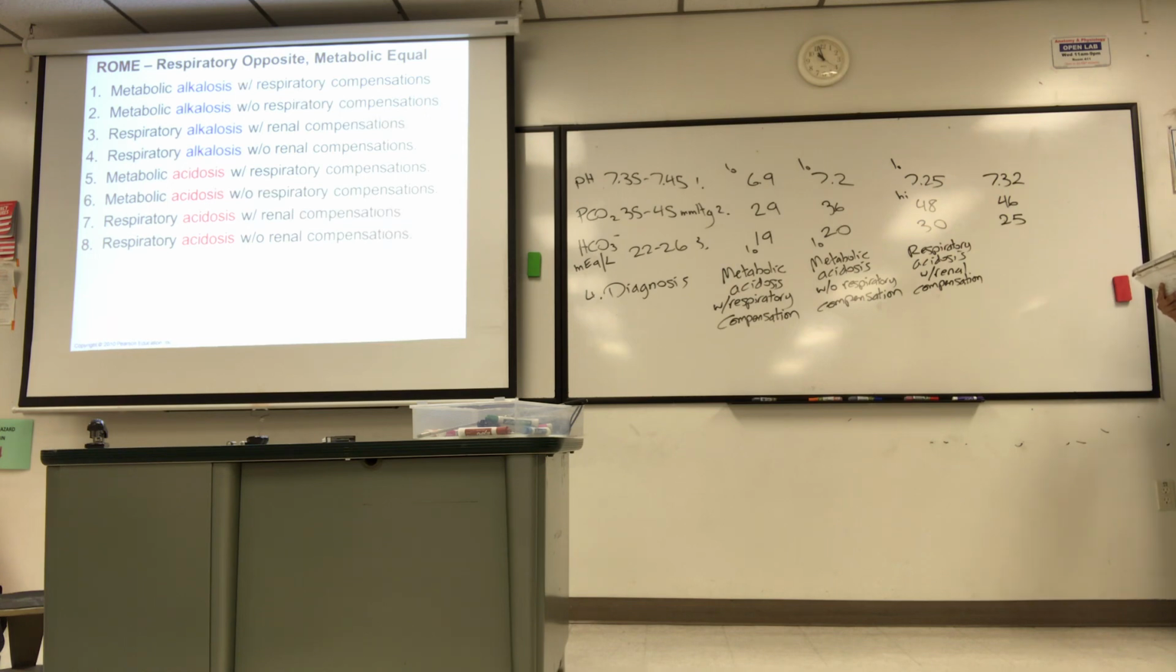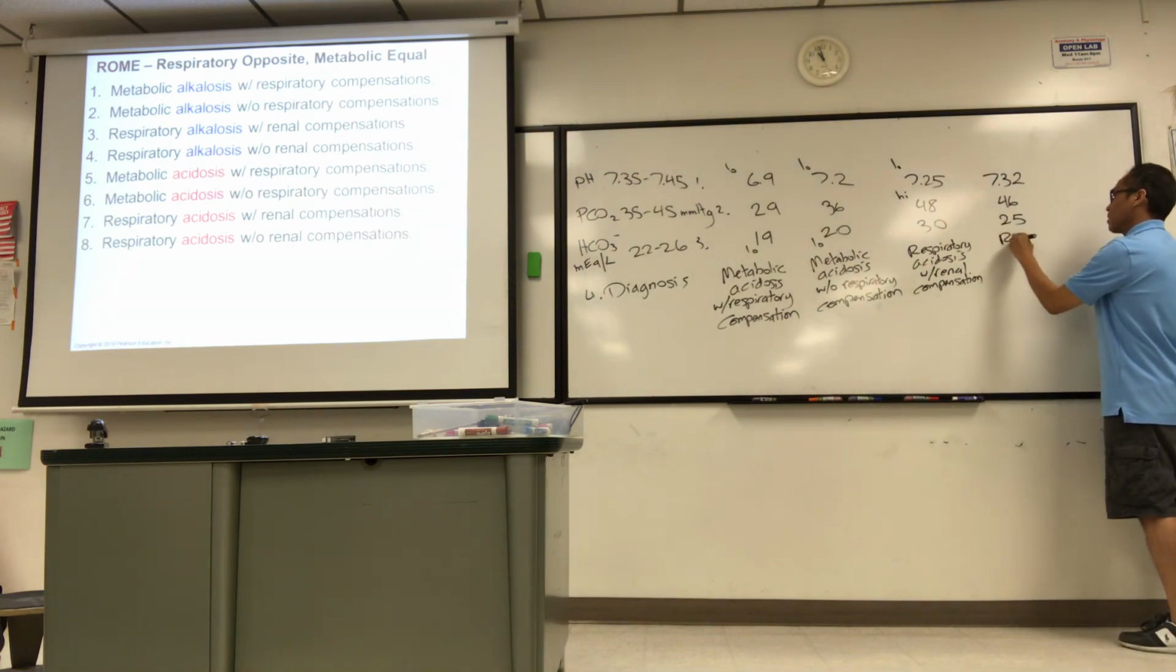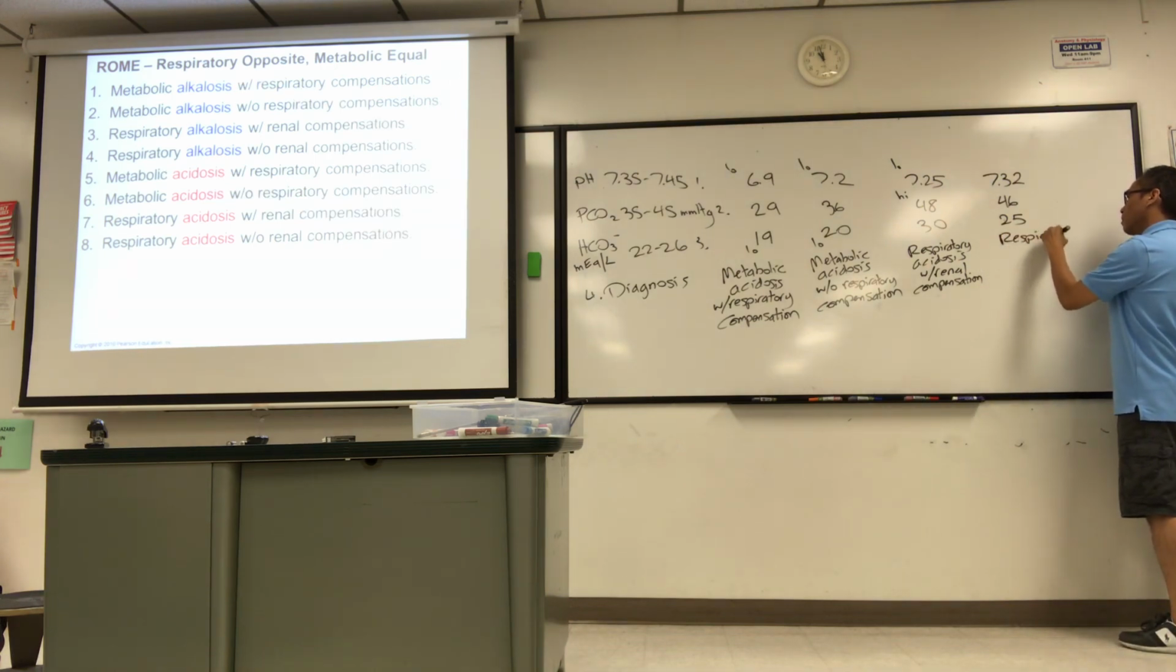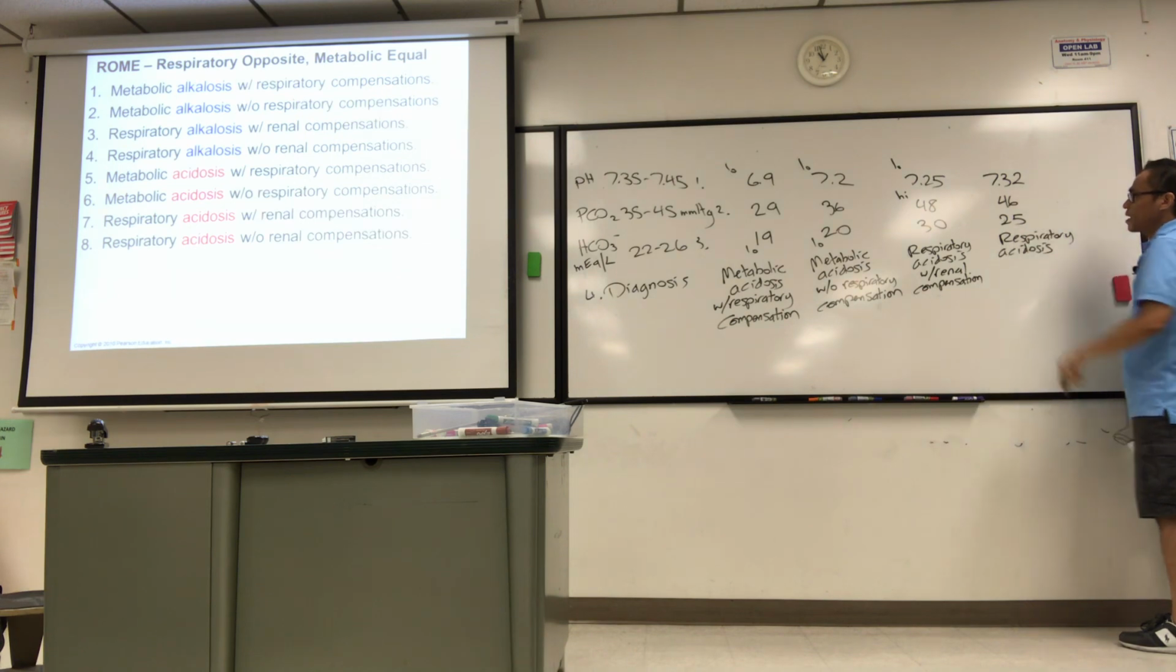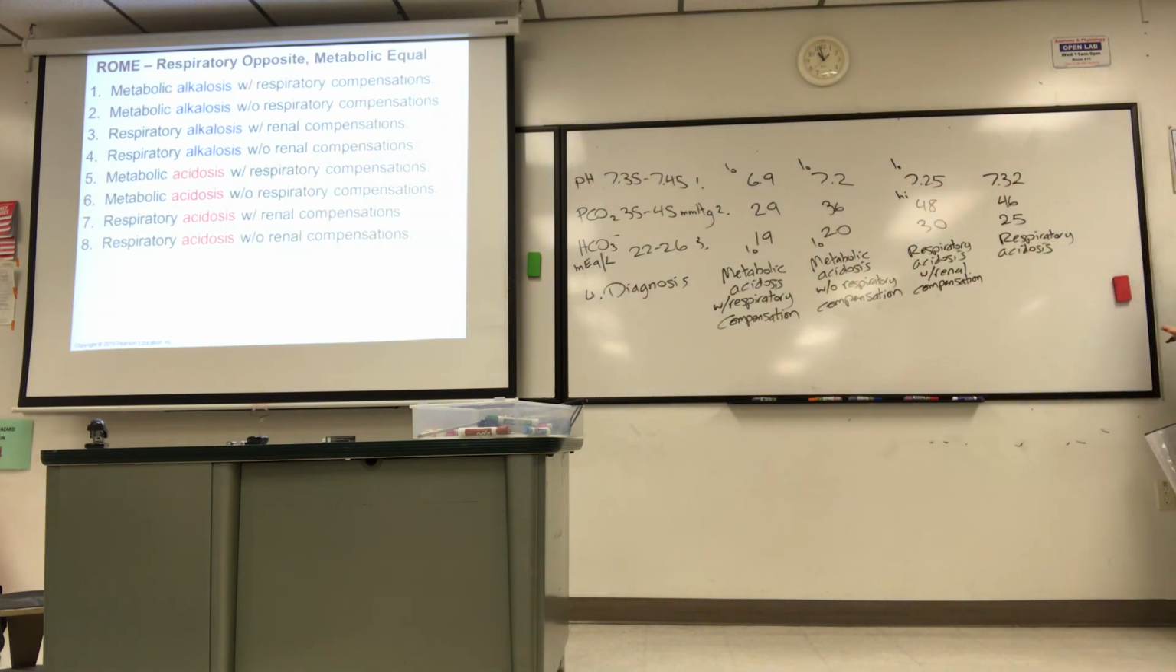All right, what's the cause? It's respiratory what? Acidosis again. Then you look at the base. Is the base helping? What if it's in the normal range? Usually you say no. So there's no renal compensation.